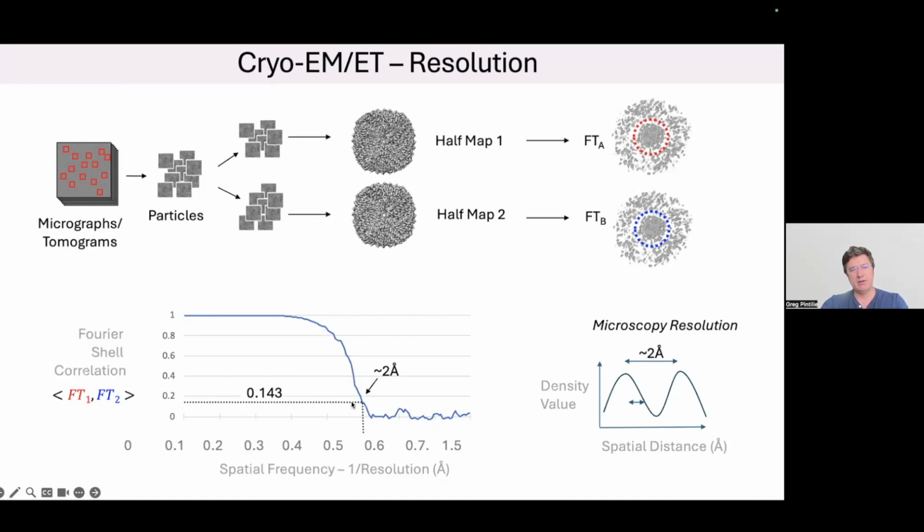Eventually, as you go to higher spatial frequencies, they start to correlate less and less, which means that the noise overcomes the signal. And this tells us roughly what resolution the map is. This is similar to, but not quite the same as, what is typically meant by microscopy resolution, where, for example, a resolution of 2 angstroms tells us how far apart two objects can be and still be told apart. So that's the main idea of doing this FSC. The trouble with cryo-EM is that the noise eventually starts to dominate.